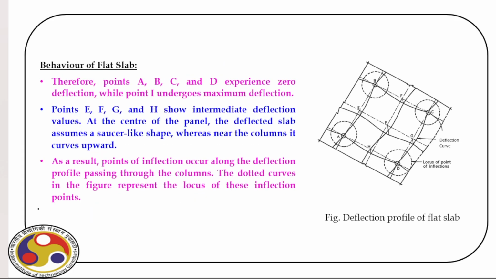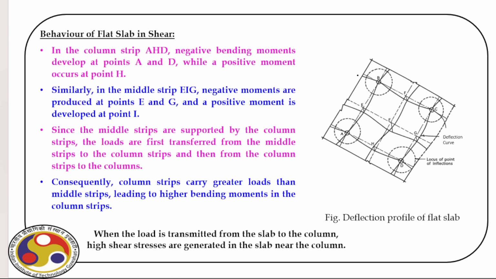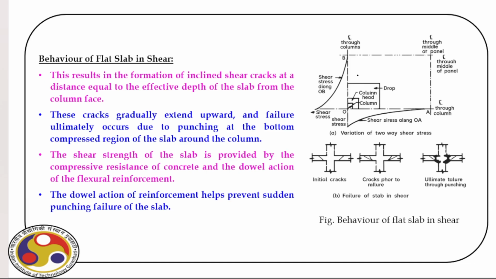Now, let us move over to the design, because now we have identified we have hogging moment here, sagging moment there, and again hogging moment here. And this is one direction. We have to consider the column strip as well as middle strip, right? So with that, let us see how we can design the structure.